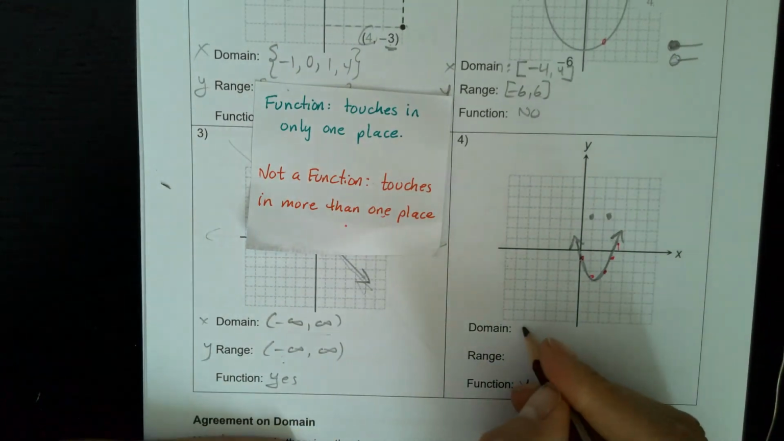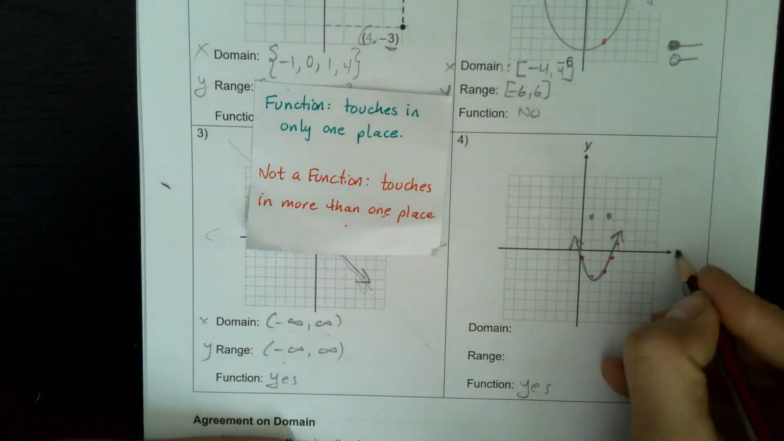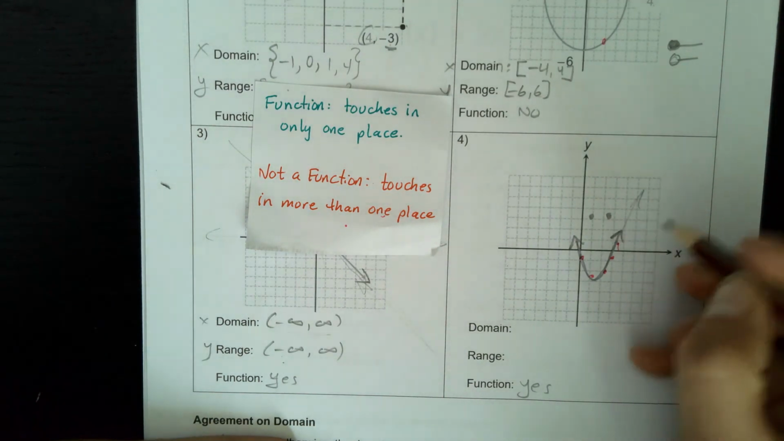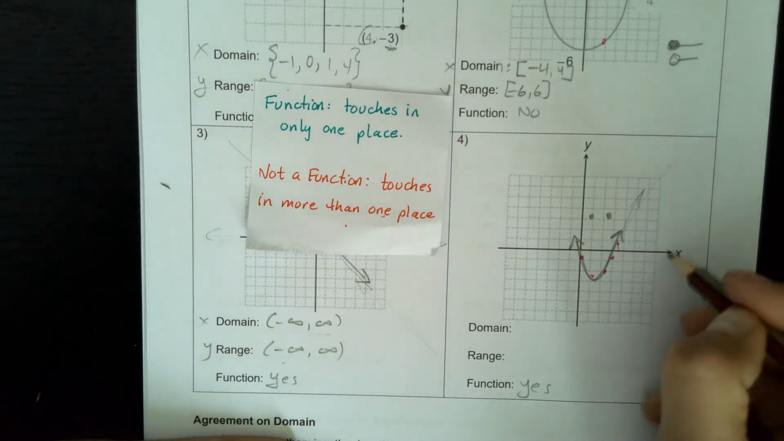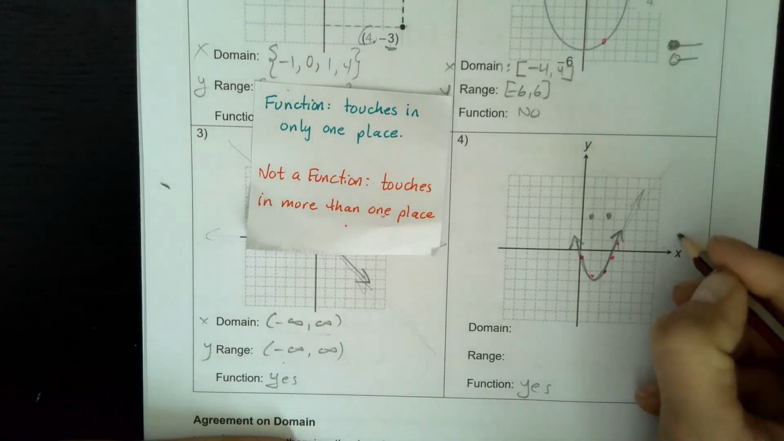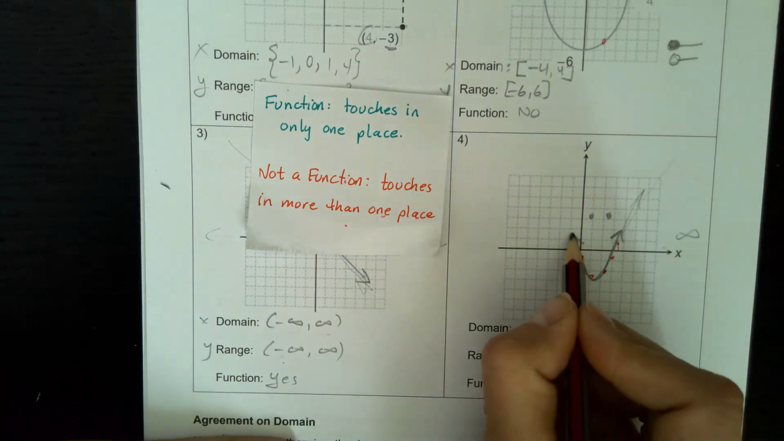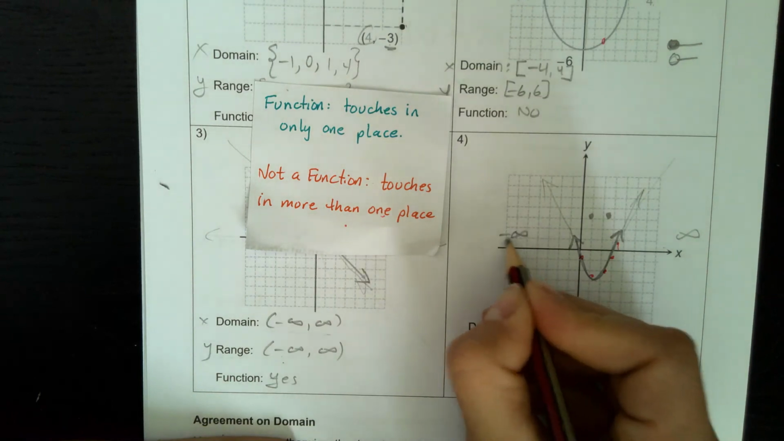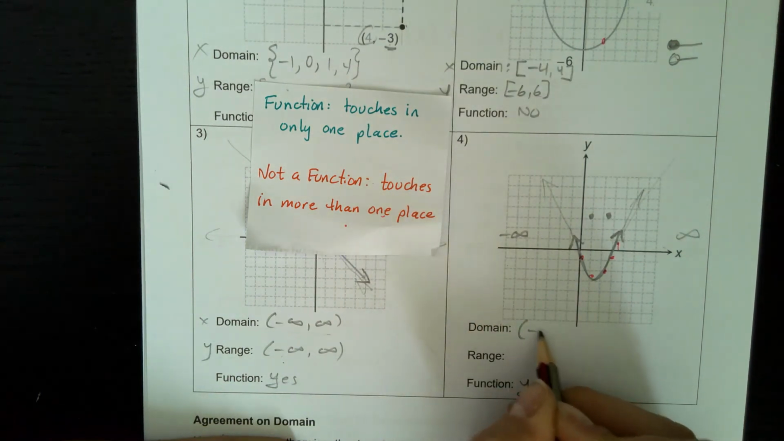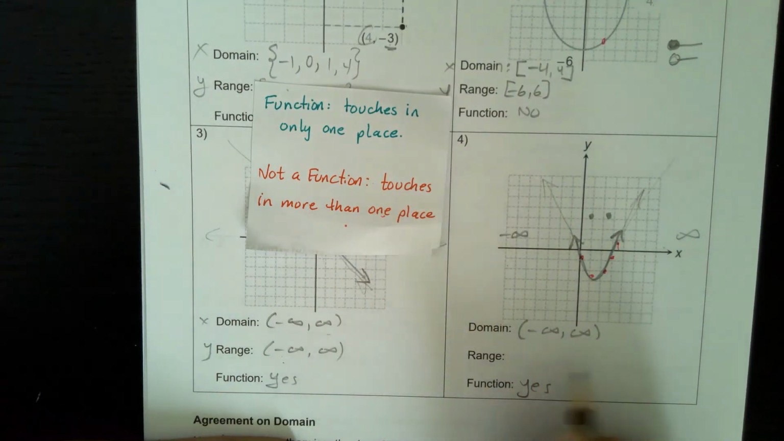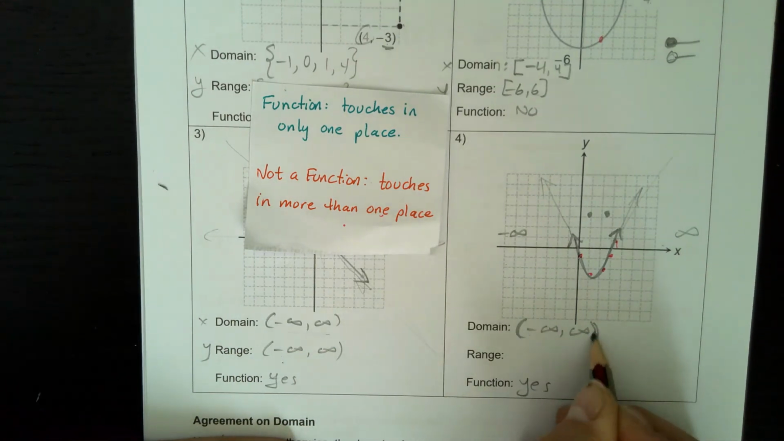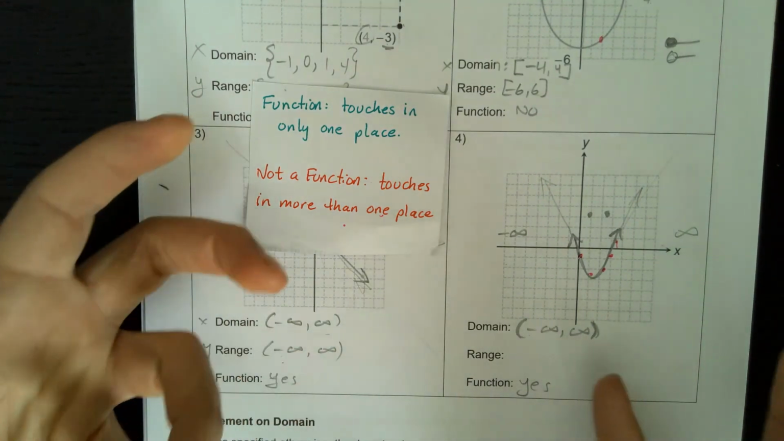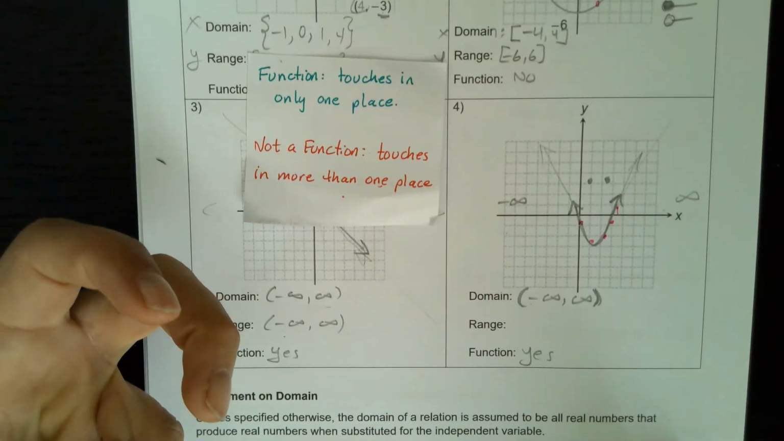Now the domain, the x values. This is going to keep going forever and ever, and it's going to use up all the positive x values until infinity. And this is going out like this, and it's going to use all the x values to negative infinity. So my domain, and remember for infinity, you have to use round brackets because you can never actually have infinity dollars in your bank account. It just doesn't work.